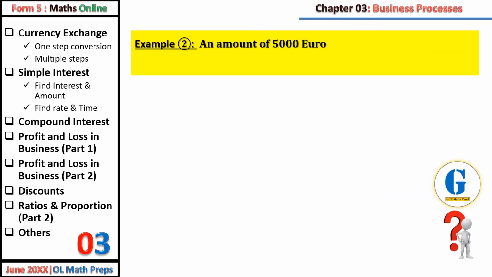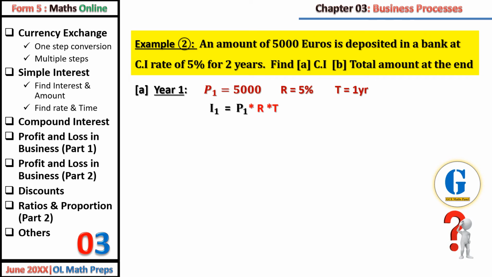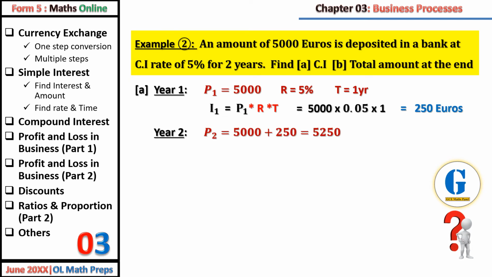Example 2. An amount of 5,000 euros is deposited in a bank at a compound interest rate of 5% for 2 years. Find the compound interest and the total amount at the end of the period. So for year 1, our P1 is 5,000, the rate is 5%, and T is 1 year. I1 is P1 times rate times time, giving us 250 euros.